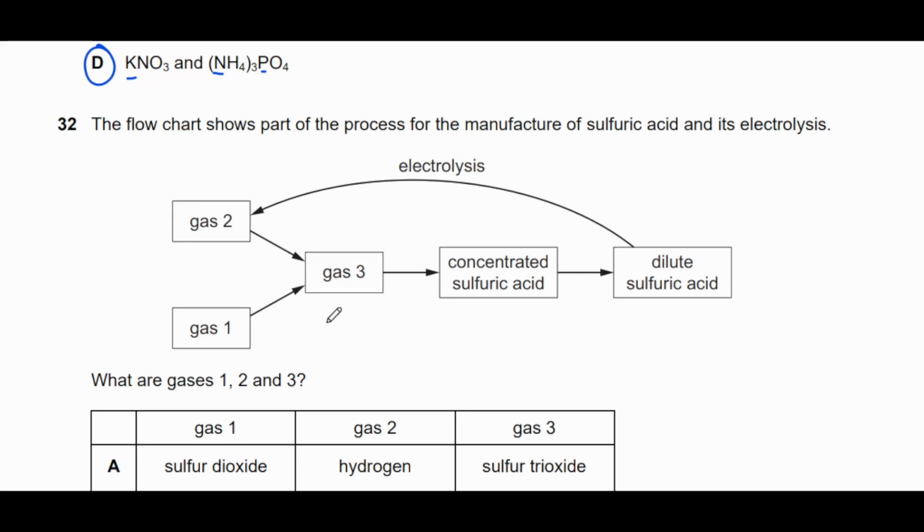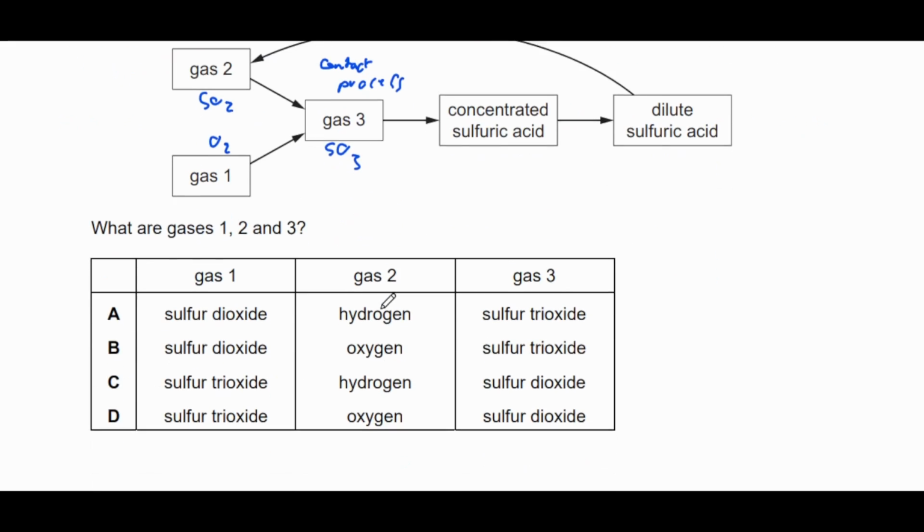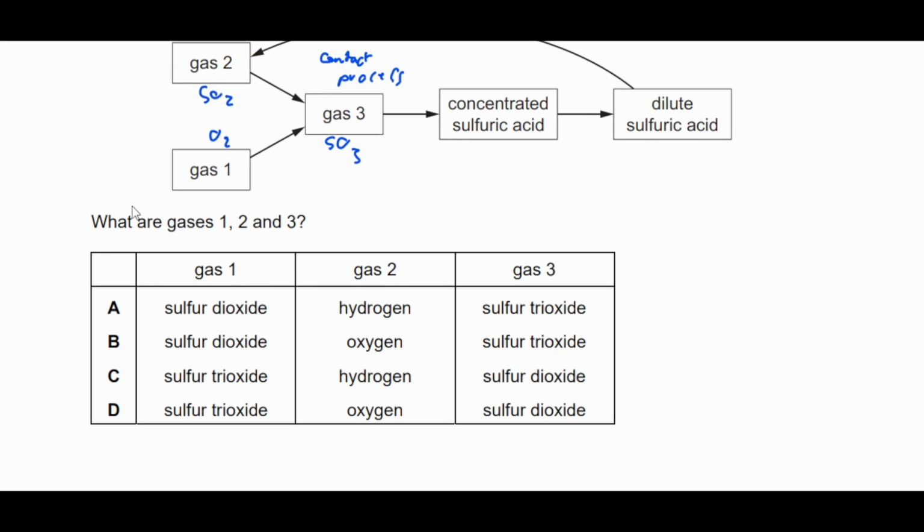The flow chart shows part of the process for the manufacture of sulfuric acid and its electrolysis. So gas 1, 2, and 3. What are gases 1, 2, and 3? So this is the contact process. In the contact process, you are taking sulfur dioxide with oxygen to produce sulfur trioxide. So therefore, gas 1, 2, and 3 is sulfur dioxide, oxygen to form sulfur trioxide. Answer is B.